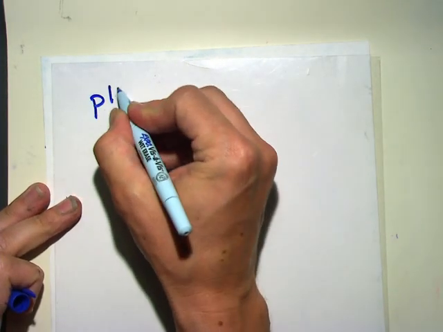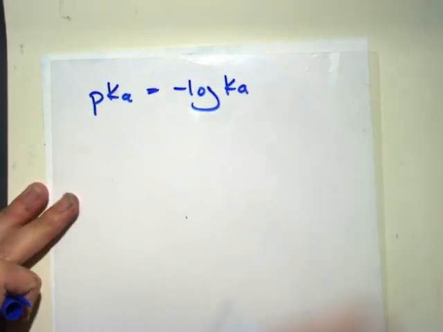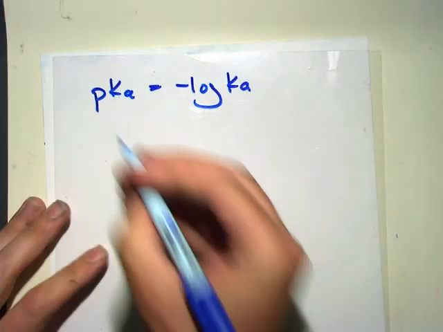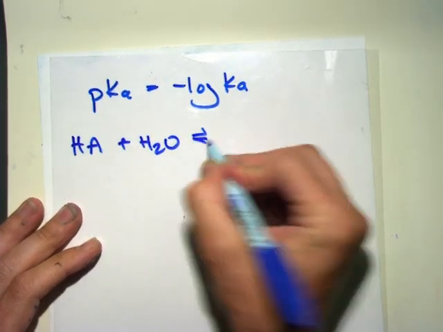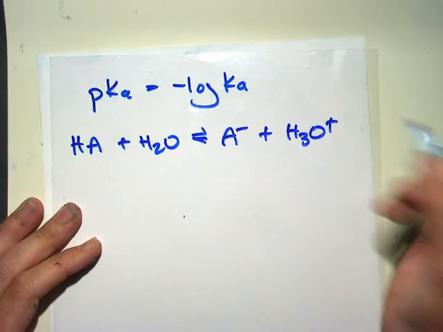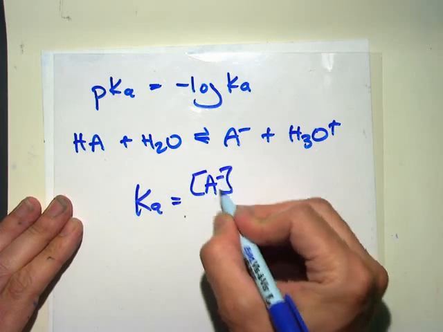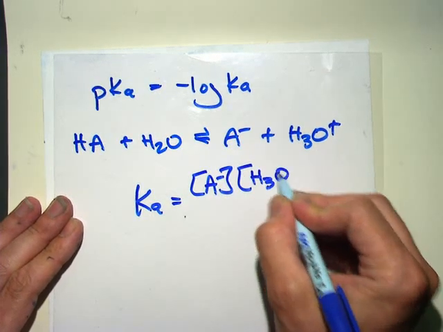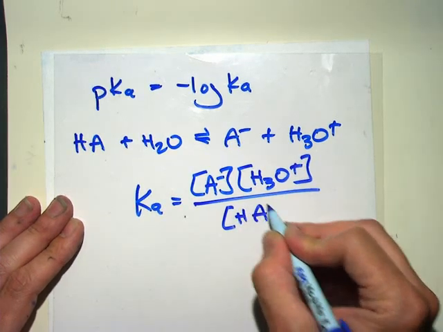All right, let's do a few things on this. If Ka is large, is the acid strong or weak? Strong. Ka is large, that means it's strong. Does that mean the reactants are favored or unfavored? Unfavored. Okay. If Ka is large, is pKa large or small? Small. Okay. Yeah, that's the kind of relationships you'd want to be familiar with.